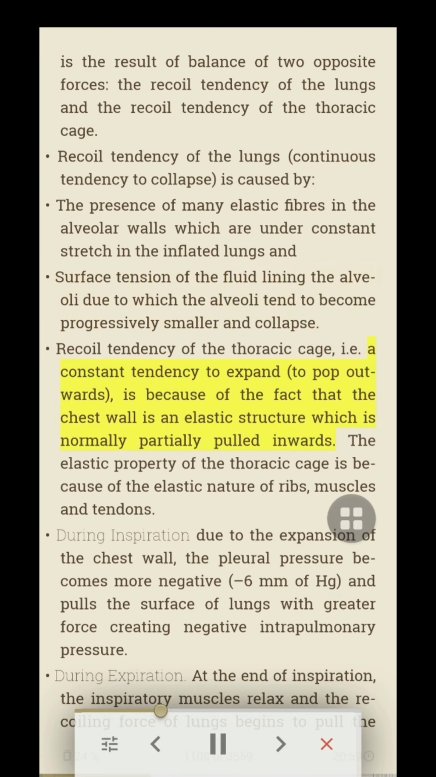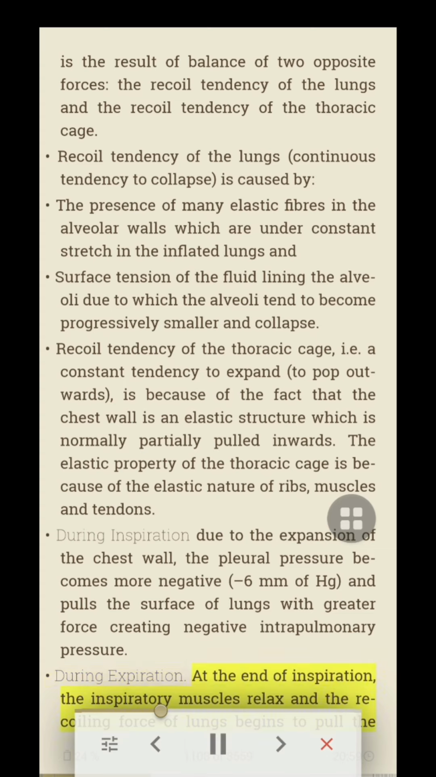Recoil tendency of the thoracic cage, i.e. a constant tendency to expand, to pop outwards, is because the chest wall is an elastic structure which is normally partially pulled inwards. The elastic property of the thoracic cage is because of the elastic nature of ribs, muscles and tendons. During inspiration, due to the expansion of the chest wall, the pleural pressure becomes more negative, -6 mmHg, and pulls the surface of the lungs with greater force, creating negative intrapulmonary pressure.